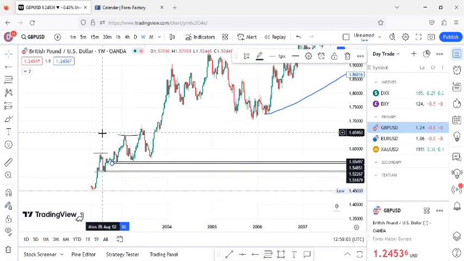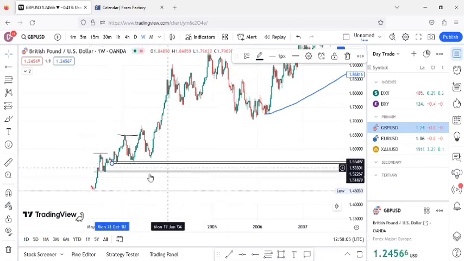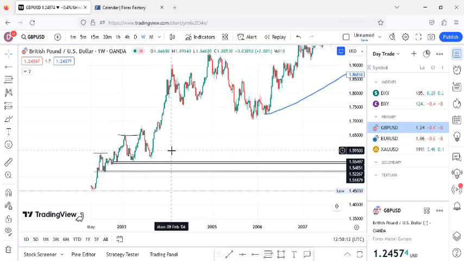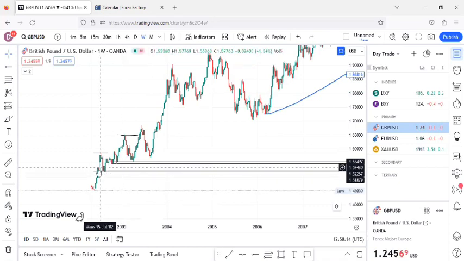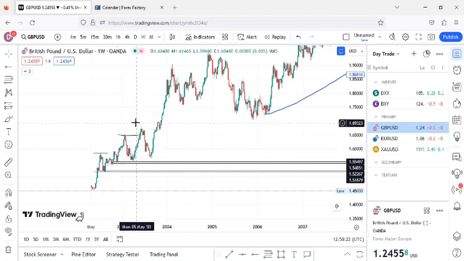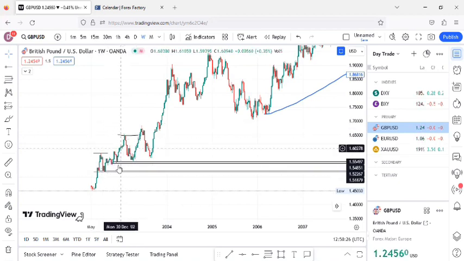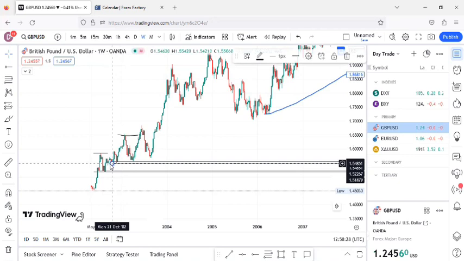Okay, so there are two levels that you need to watch in an impulse move, or that's the way I do my trading. The first one is the beginning of that move. Then the second one is the leg that breaks the structure. You understand?